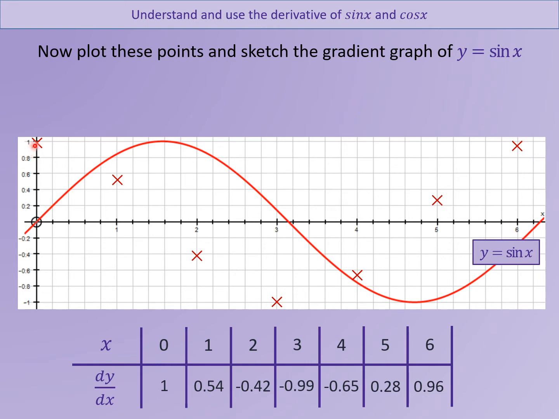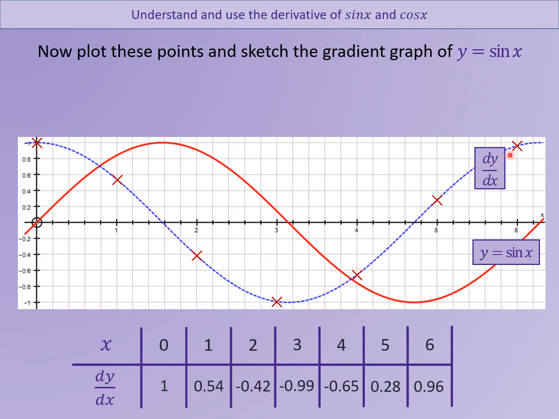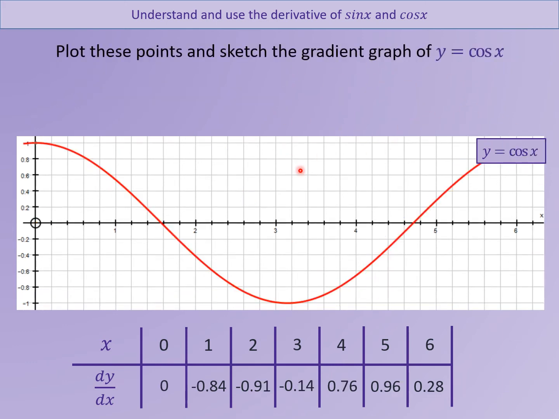We can see the graph is coming down like this, turning, and going back up there. If you haven't spotted, the graph you've drawn, which is the gradient function, is actually the graph of y equals cos x. So the gradient function of y equals sine x is dy over dx equals cos x. That's a bit of a guess with those few values, but you can clearly see those values fitted perfectly on that gradient line. That rule is true.